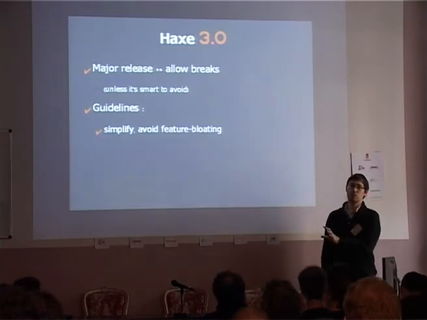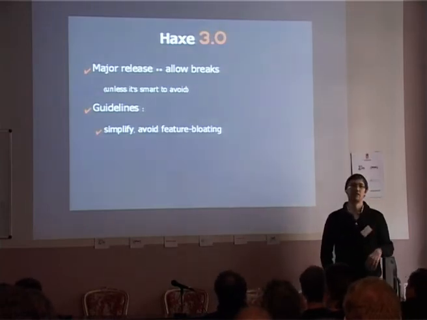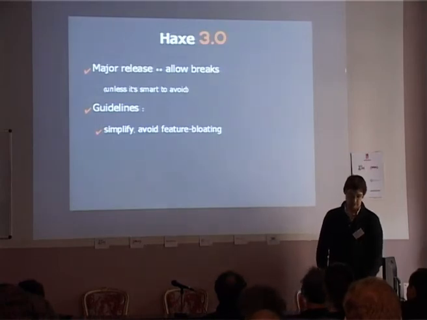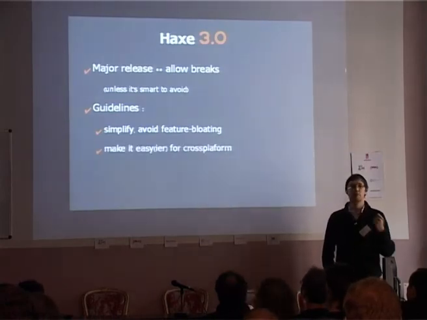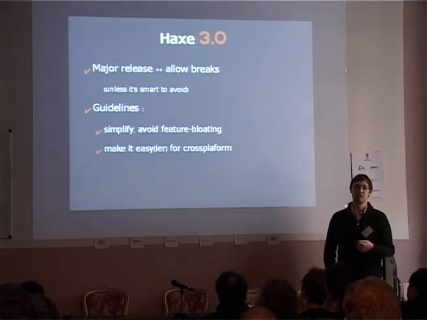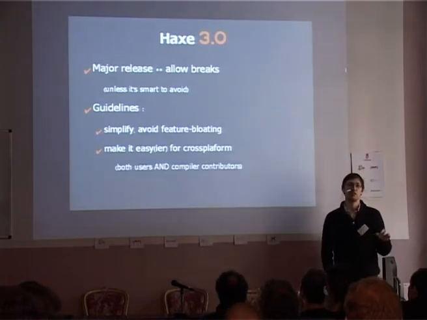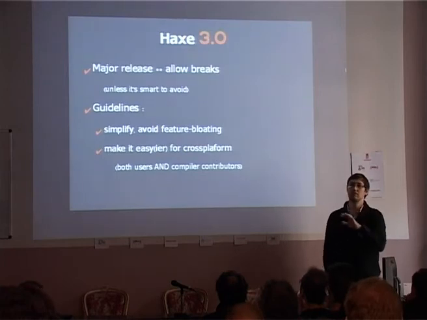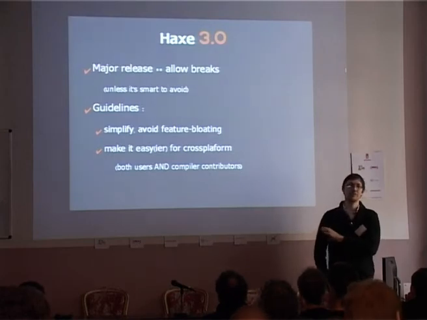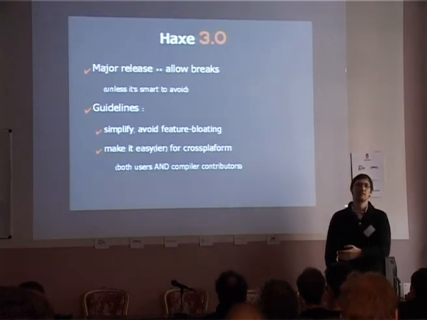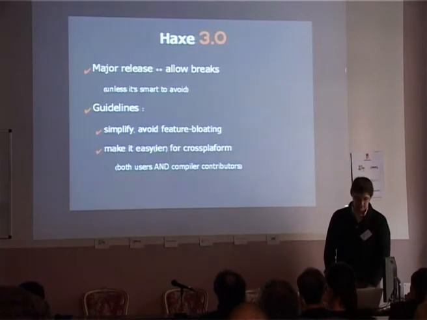And of course, we also want to avoid feature bloating, like getting too many things into the language so that it becomes impossible to learn, impossible to fix anything. We also want to make it easier for cross-platform development, because that's something Haxe is really shining at this point. Both for end users, when you want to code for cross-platform, it has to be easier. And it also has to be easier for us to add new platforms. So we have to think about this carefully.